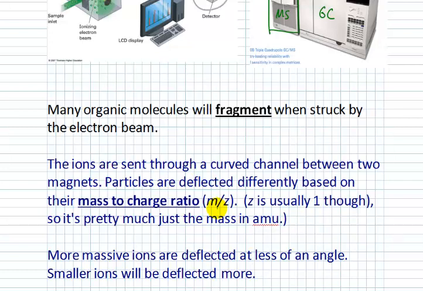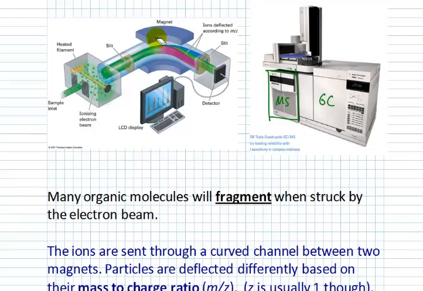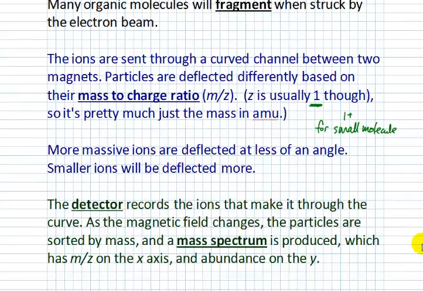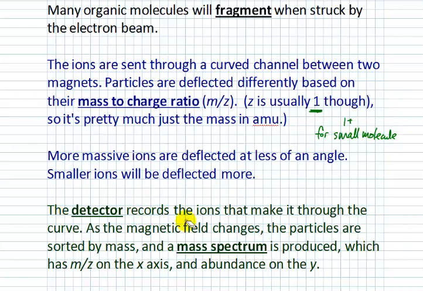So with the electron impact ionization, though, charge is usually just one, right? Usually a single plus charge in a small molecule is very common. So we can essentially assume that if the charge is 1, we're just dividing by 1. So this mass to charge ratio is just essentially the mass, right? The molecular weight, if you will, of those molecules. So the apparatus here that has this curve with the magnet in it, that just separates the molecules by their mass and allows them to make it to the detector.